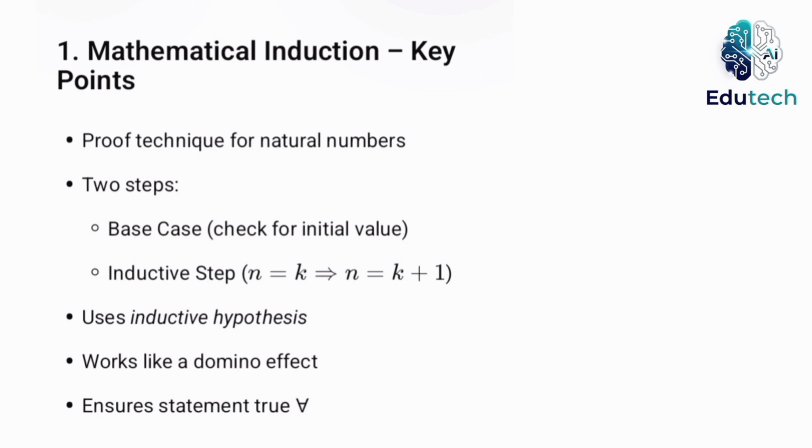In the inductive step, we assume the statement is true for some arbitrary value k. This assumption is called the inductive hypothesis, and then prove it is also true for k+1. If both steps are satisfied, the statement is true for all natural numbers. It is like a chain reaction where proving one case leads to all others.